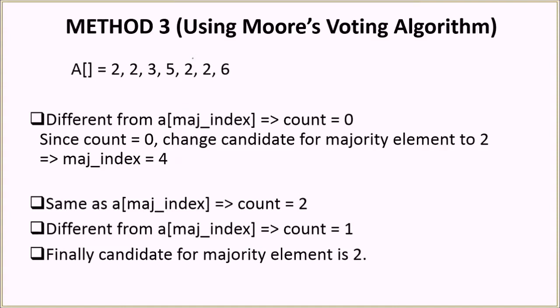Now we will process 2 here. This is different from 5, so we decrease the count to 0. Since the count has become 0, we again change the majority element to 2. So this becomes the candidate, and the majority index becomes 4. Now we process this 2 here. This is the same as the candidate for the majority element, so the count becomes 2. Then we process 6 here. This is different, so the count becomes 1. In the end, we are left with the candidate for majority element, which is 2.